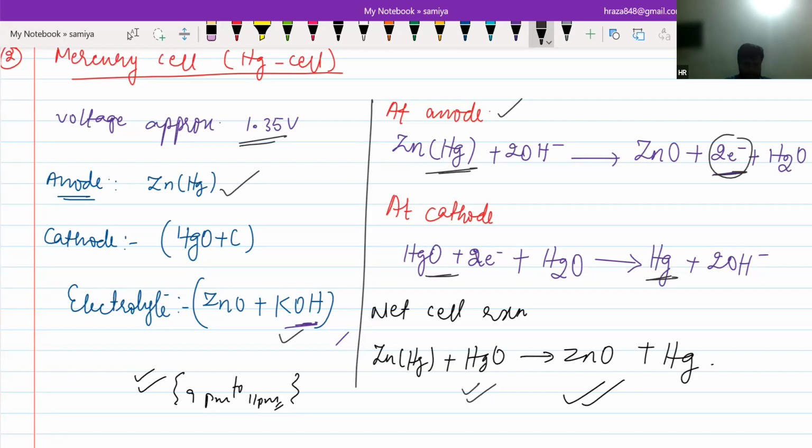So there will be a question like which one, what is the product at the anode or cathode, and what will be the net cell reaction for the mercury cell and all that.